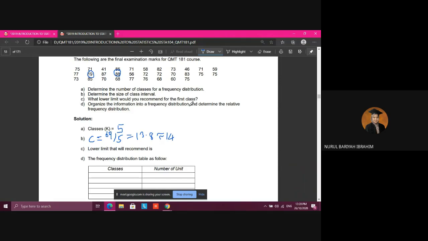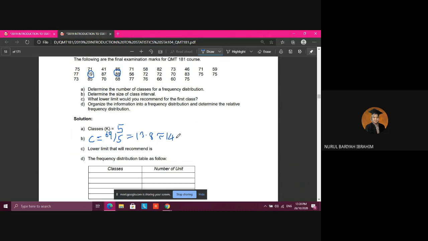Dia kena bundarkan kepada nombor yang lagi besar. Let's say you dapat kat sini 13.1, pun you kena approximate kepada 14. Sebab kalau you bundarkan kepada nombor yang lagi kecil, maybe data yang ada ni tidak akan termasuk dalam mana-mana classes. Okay, so take note that.